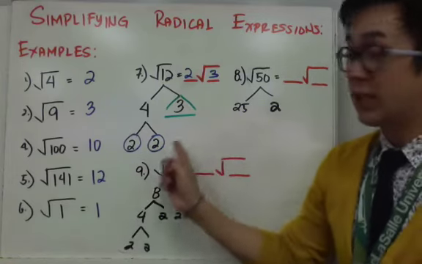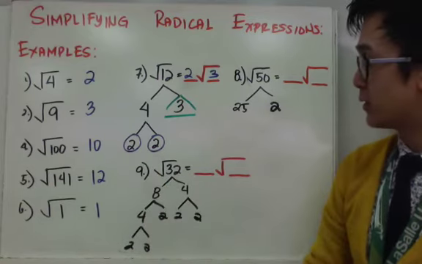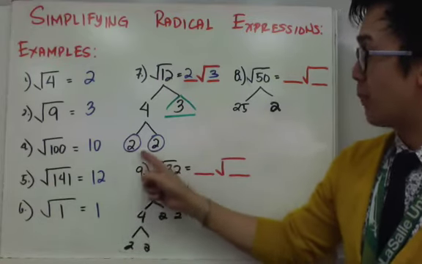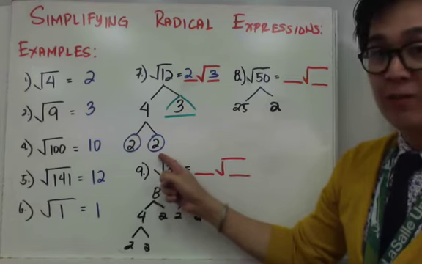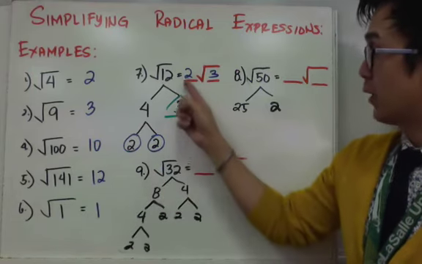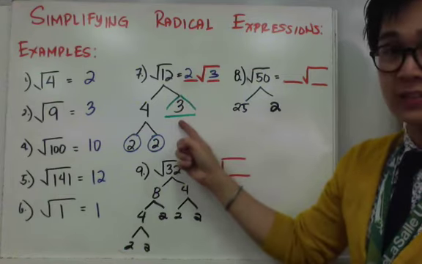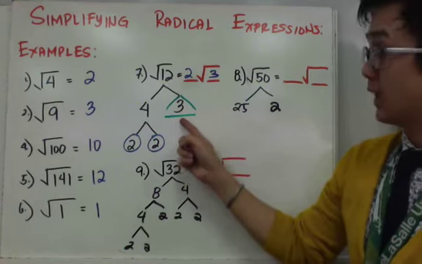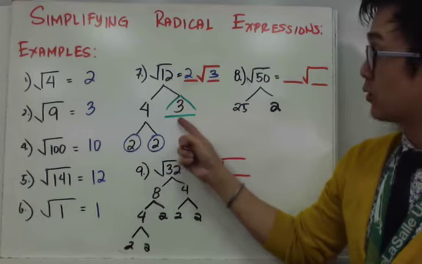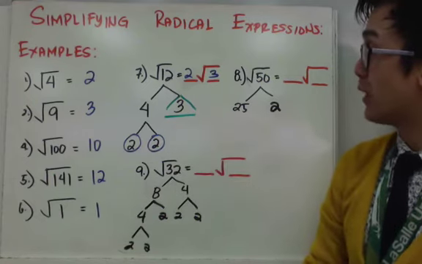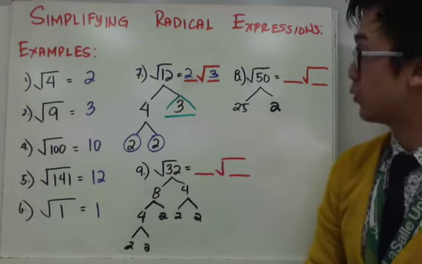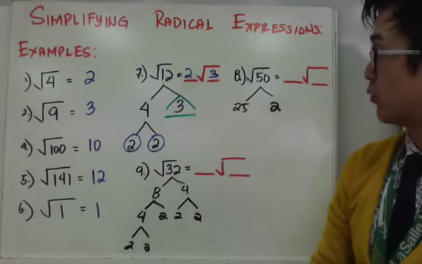Since we have 3 roots, or 3 endpoints, we have a pair of 2 right here. Whenever you have a pair in a factor tree, you can write it outside the radical. And if you have a single number without any pair, it stays inside the radical. So 3 will stay inside. So the square root of 12 is simply equal to 2 square root of 3. This is its simplest form.